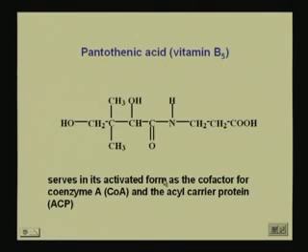Pantothenic acid. This is vitamin B5. We are not going in a specific order like 1, 2, 3, 4, 5, 6. It is just depending on how we are getting to the particular activities of the enzymes. Now, this is a very important vitamin, the reason being that it actually is the cofactor for what is called coenzyme A.